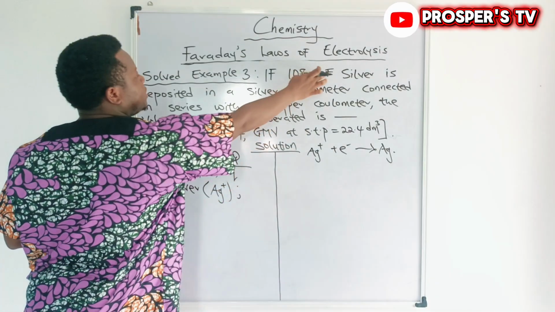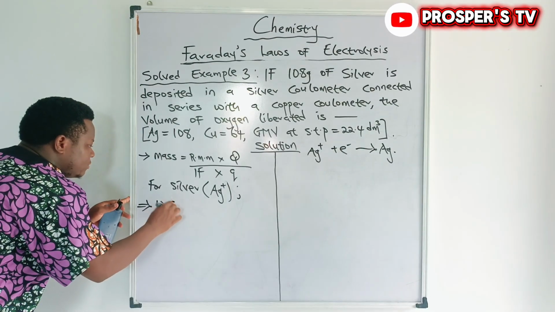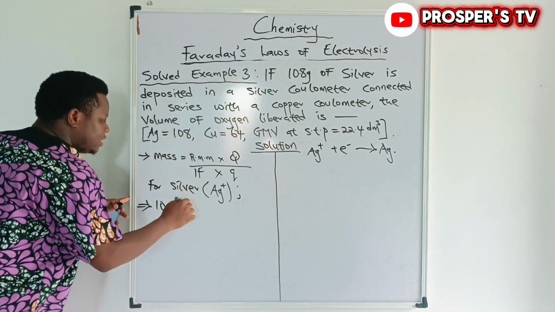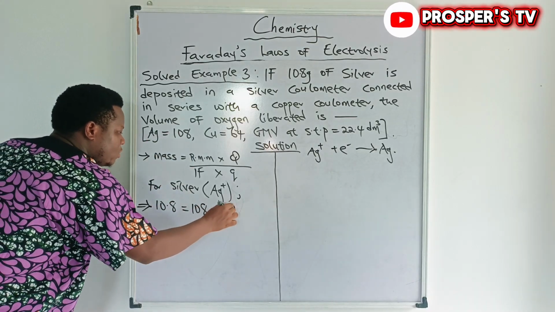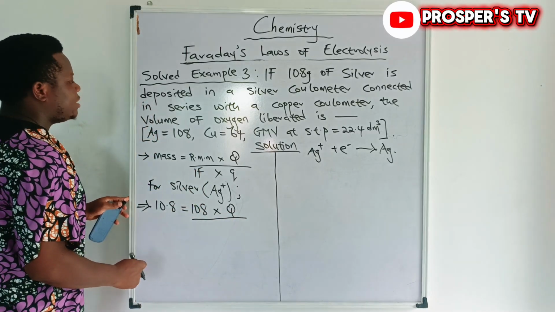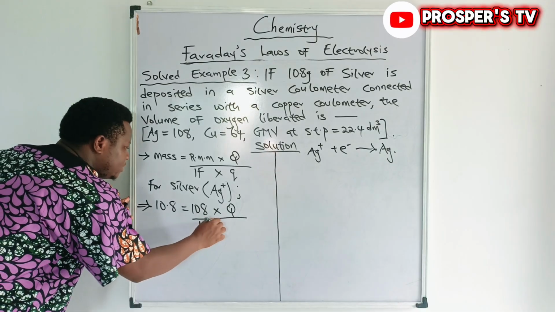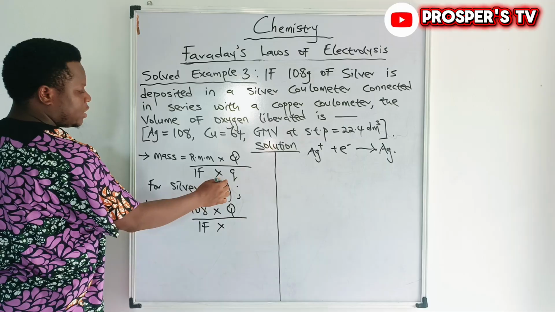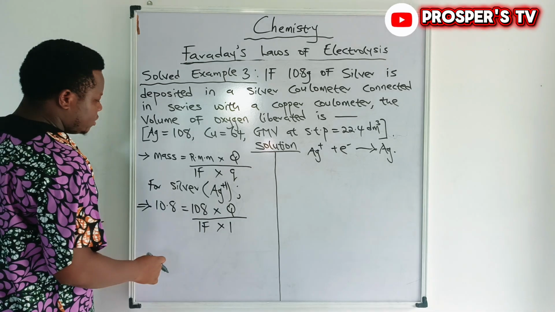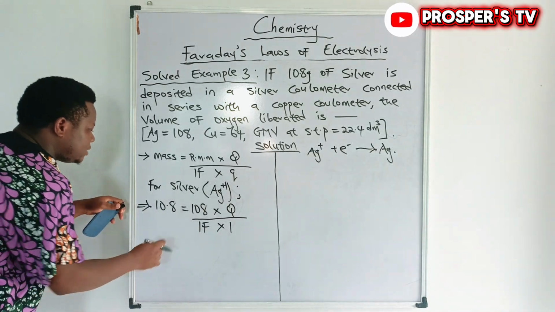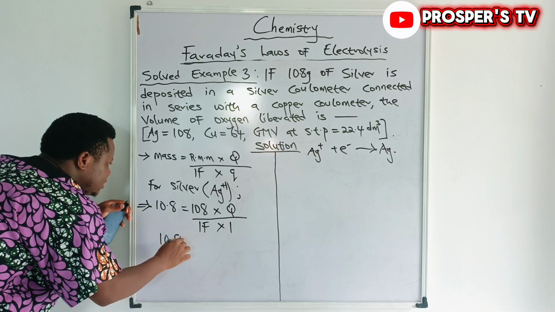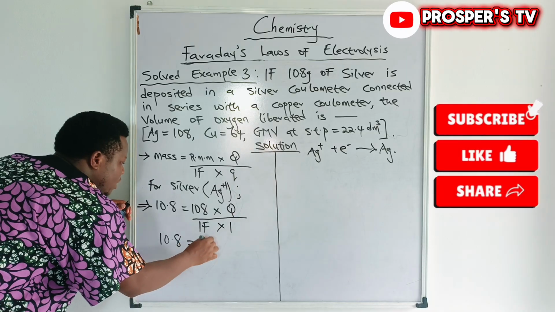If we are to substitute, our mass of silver deposited is 10.8. So we say 10.8 would be equal to your relative molecular mass of silver, which was given to be 108, times the quantity of electricity supplied, which is what I want to know, then divided by your value for 1 farad times your Q. In this case, for silver, Q is 1, which is 1 mole of electron. So 1 times 1 is 1. At the end of the day, 10.8 equals 108 Q.